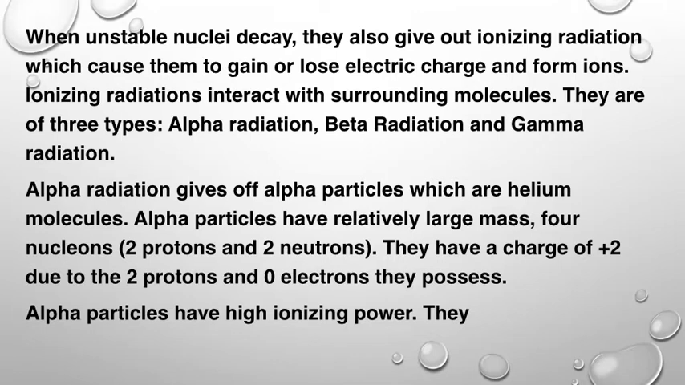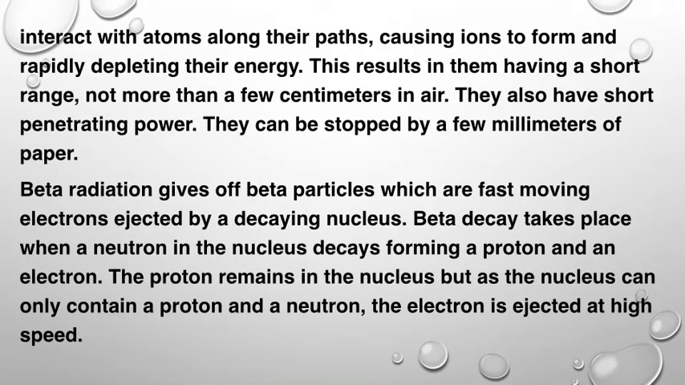Alpha particles have a high ionizing power. What that simply means is that they can easily interact or easily mix or be absorbed by surrounding molecules. So alpha particles have a high ionization energy. This causes the alpha ions to form rapidly, and then the energy is depleted.